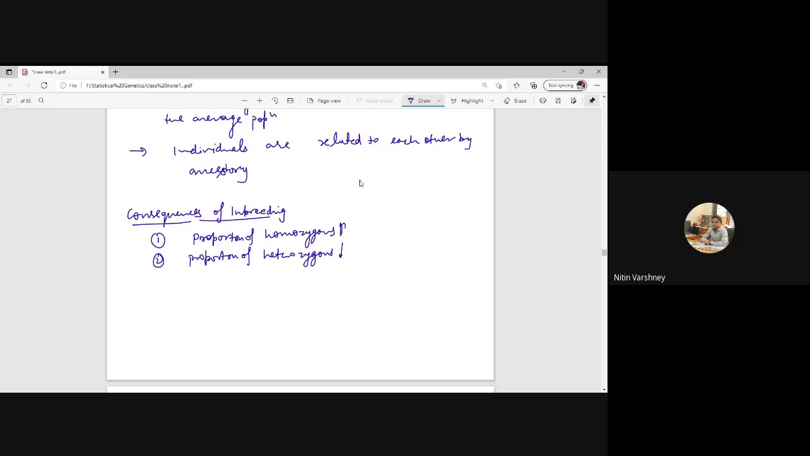Okay, now, we can say that the probability of the inbreds inheriting identical genes from parents will increase. So there will be an increment in the identical genes from their parents. So from their parents, identical genes will transfer in the offspring.